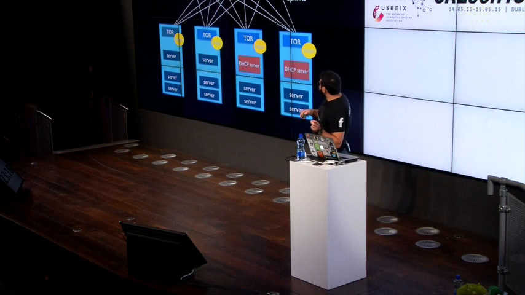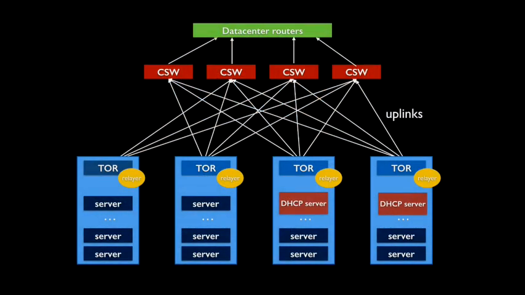So to go back to the previous picture, this is basically the same picture as before, but you can see that in every rack switch there is a relayer, which is basically just an agent running on the rack switch that you can configure to intercept all the broadcast packets and send them to the DHCP server.